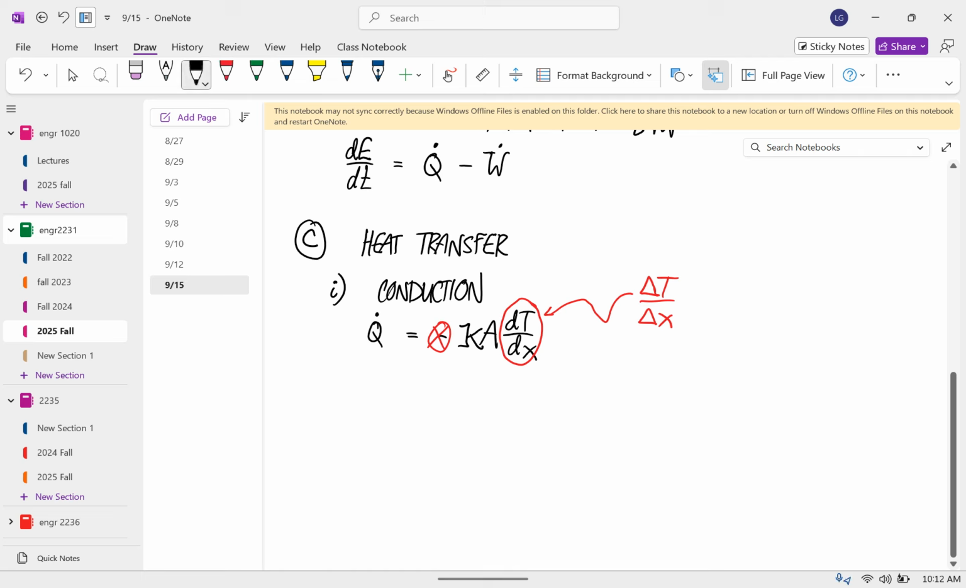The second mode of heat transfer is radiation. And that equation looks like this. Q dot emitted is equal to the emissivity, so that's white or black or somewhere in between, times the Stefan-Boltzmann constant times the temperature to the fourth power.